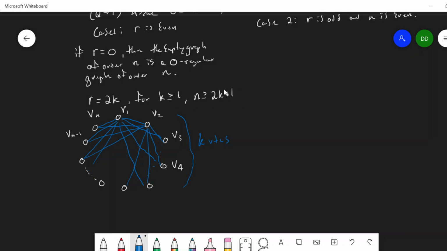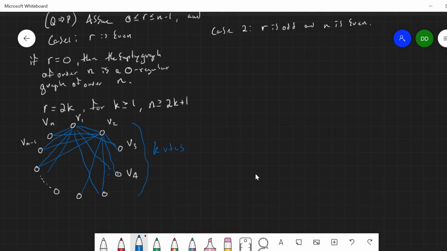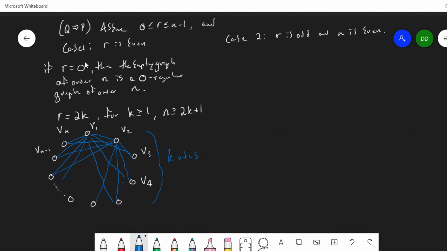We'll never run out of vertices to make these adjacent to. We'll do this for every vertex, and what we'll end up with is a 2k regular graph of order n. And that's how this works. Now, the proof, so that's done. That's done with case 1.